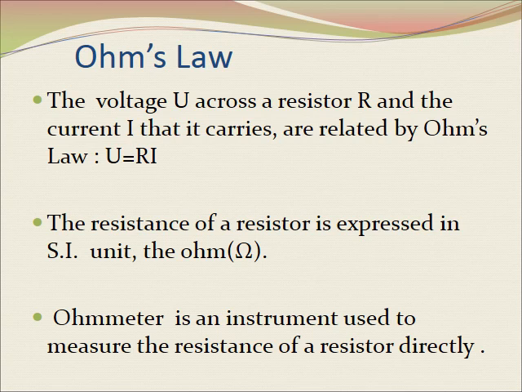Ohm's law. The voltage U across a resistor R and the current I that it carries are related by Ohm's law: U equals R times I. The resistance of a resistor is expressed in the SI unit, the ohm. The ohmmeter is an instrument used to measure the resistance of a resistor directly.